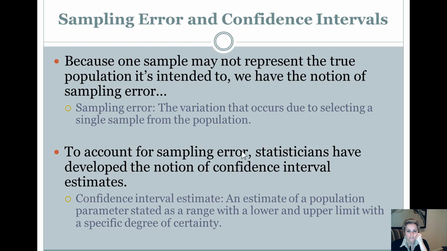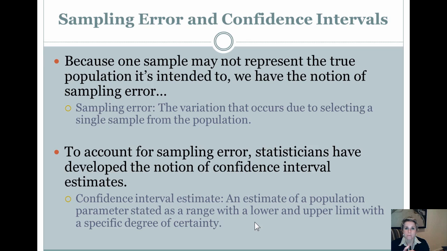So to account for sampling errors, statisticians have developed the notion of a confidence interval, which essentially creates a range within which you can be fairly certain that the real population falls. So a confidence interval estimate is an estimate of a population parameter stated as a range with a lower and upper limit with a specific degree of certainty.